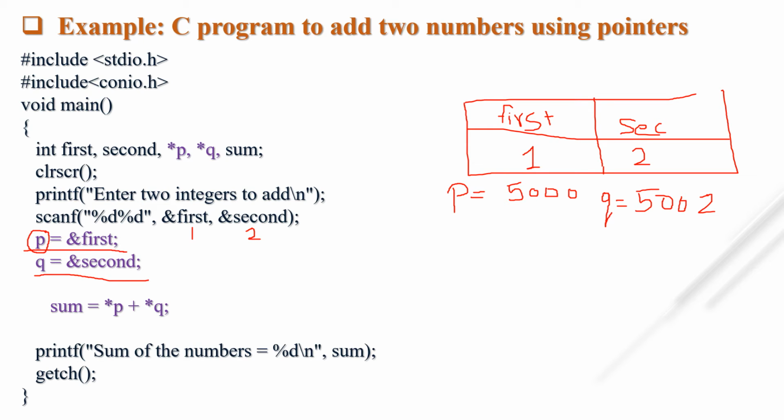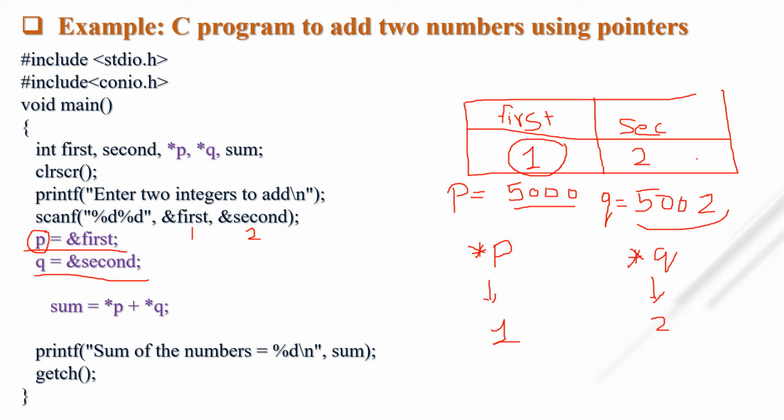Okay, now if I want the value which is stored at this particular address, then what do I have to write? Star p. It will give me the answer 1. Similarly, to fetch the value which is stored in the address 5002, what do I have to write? Star q, which gives me the value 2.